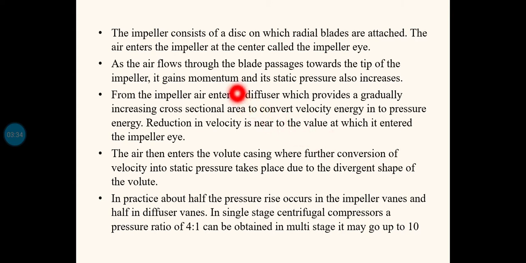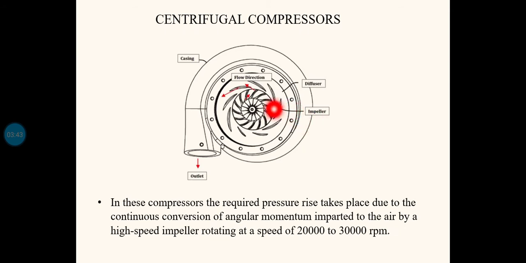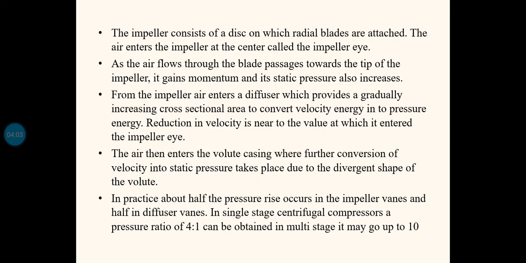As the air flows through the blade passages towards the tip of the impeller, it gains momentum and its static pressure also increases. This is the starting portion, and this is the tip of the impeller, the outermost portion. As the air passes from the eye to the tip of the impeller, since the blade is rotating at a very high speed, some angular momentum is imparted to the air between these blades. So there is an increase in the static pressure of the air trapped in that region.